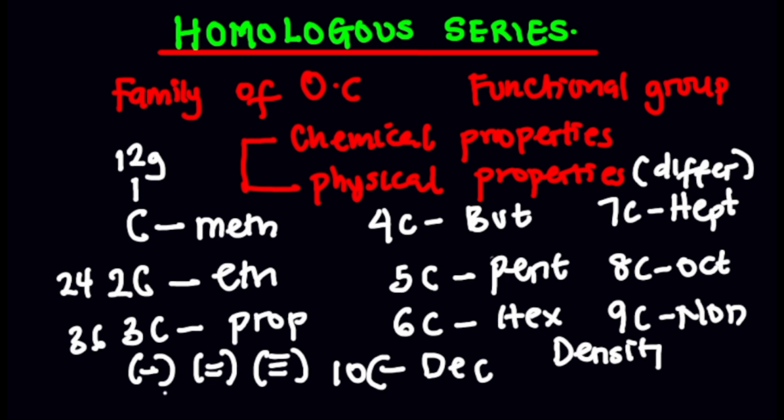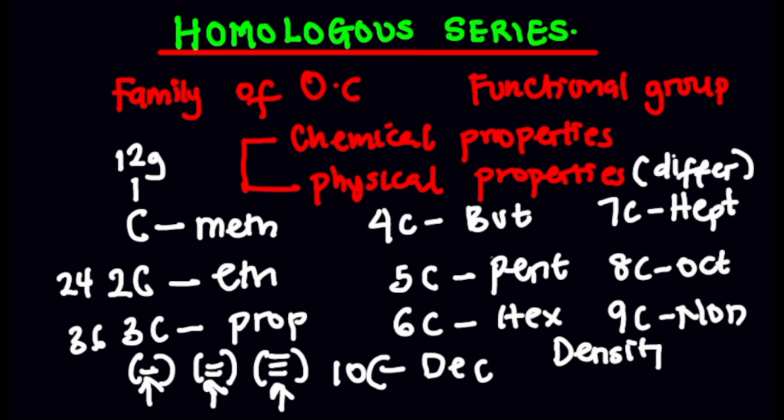So this basically marks the difference between the behavior, I mean, it shows the difference between the behavior of the compounds in a chemical reaction. So any family of hydrocarbon belonging to alkene is going to have the same chemical properties. Any family of hydrocarbon belonging to alkyne is going to have the same chemical properties.